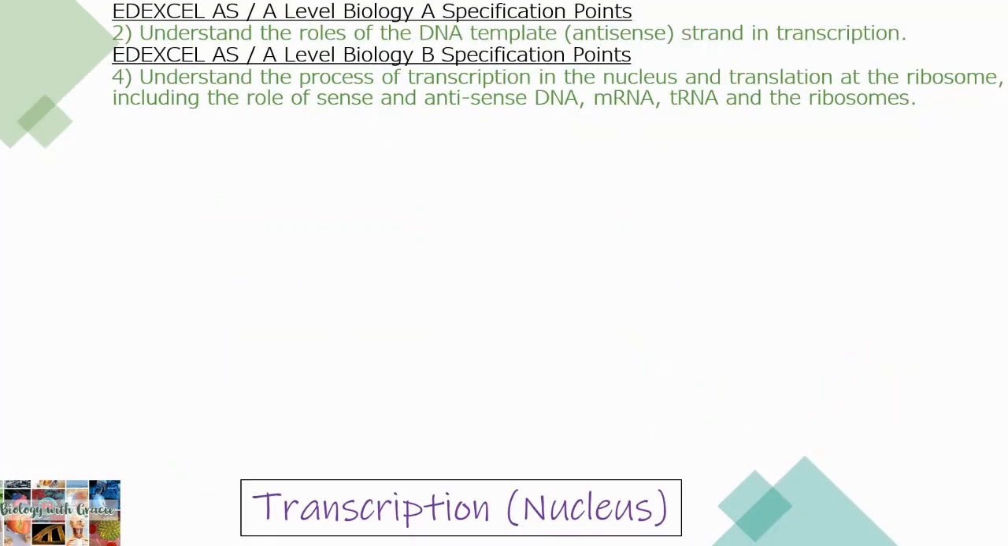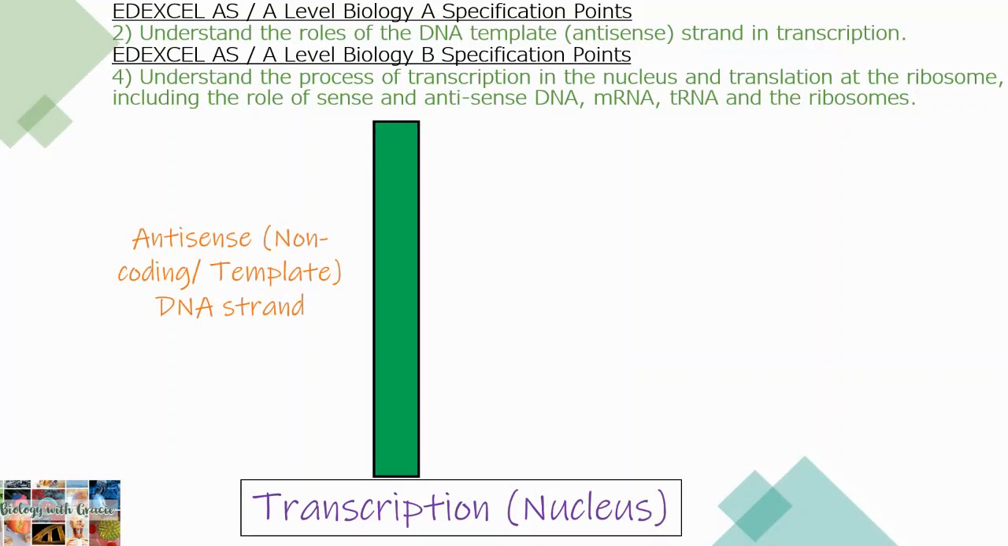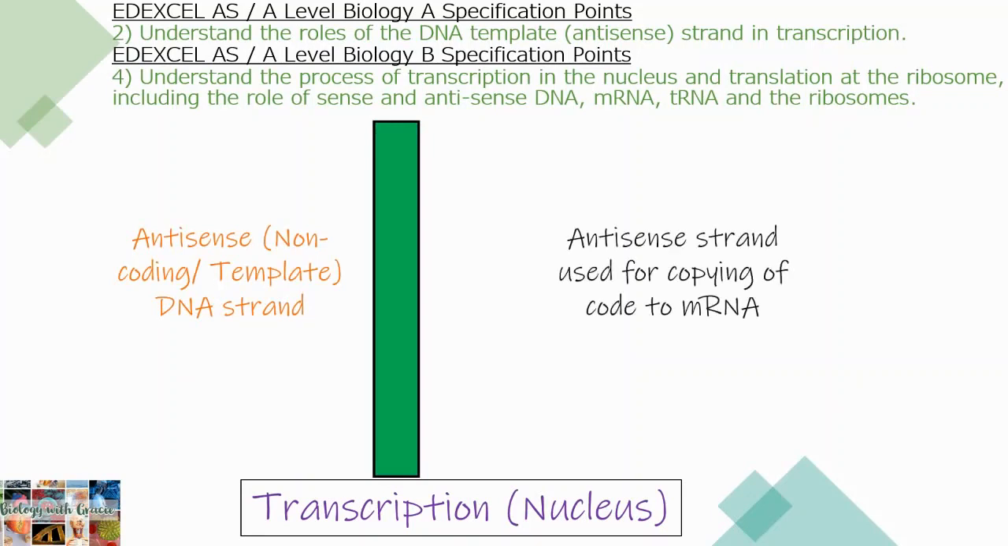So it is in fact the template DNA strand, also known as the antisense or non-coding DNA strand, that is used for copying of the code to mRNA. The antisense strand is almost like a reflection of the code from the coding strand, and then this is reflected onto the mRNA, and the actual code is therefore copied.